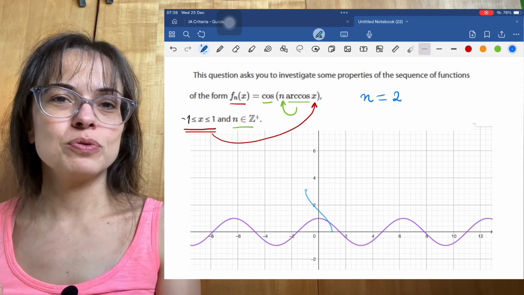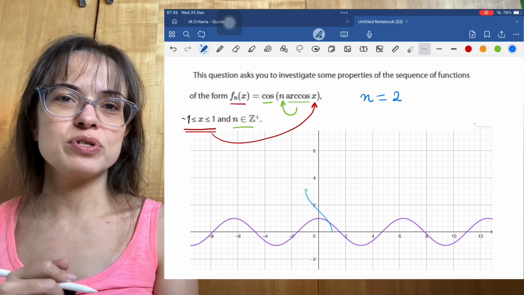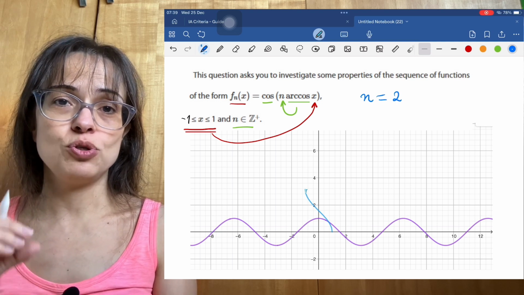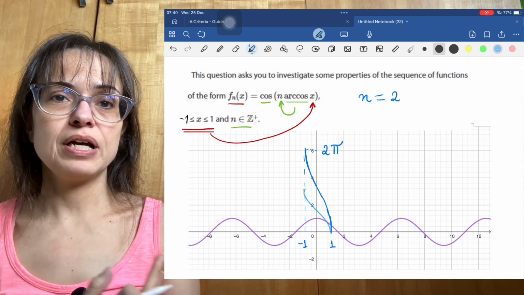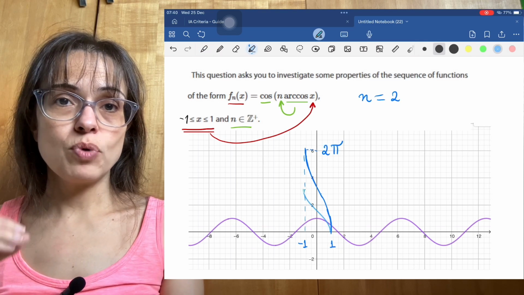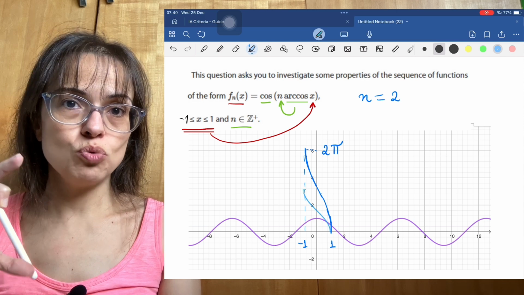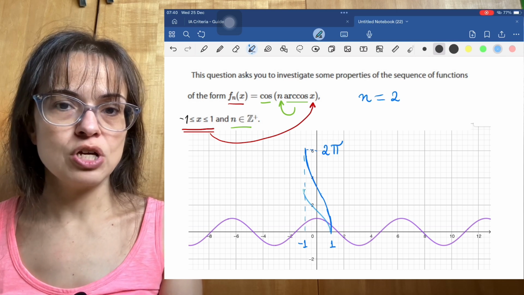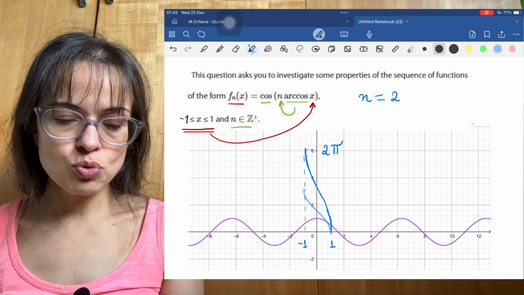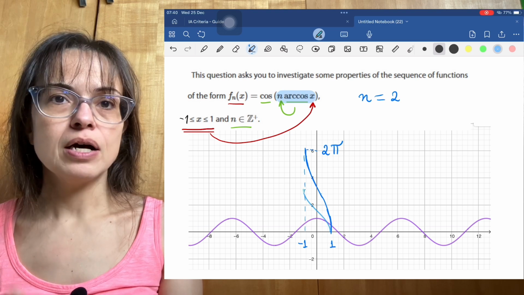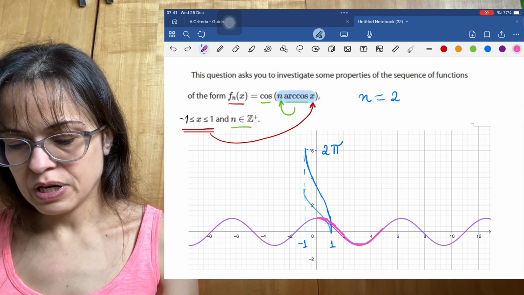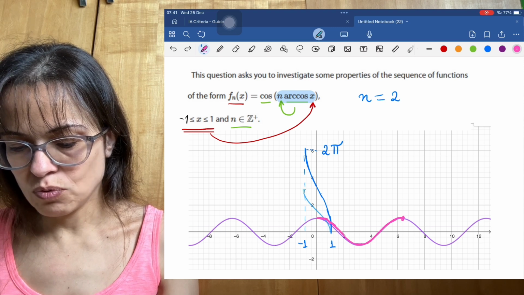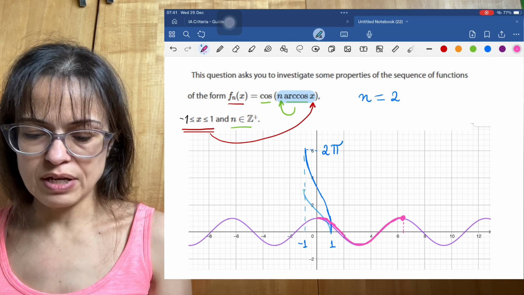So in the n equals 2 example, the arc cosine function is being multiplied by 2, so it's getting a vertical stretch. So the domain is still from -1 to 1, but the range is now from 0 to 2 pi because it has been stretched. So numbers between 0 and 2 pi are getting into the cosine here. And numbers between 0 and 2 pi is this. It's a full period of the cosine function.